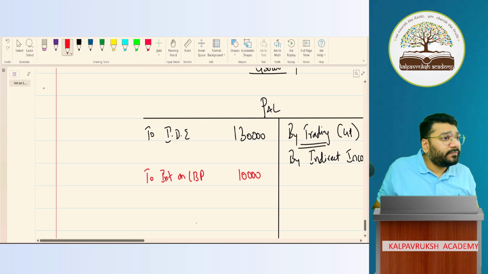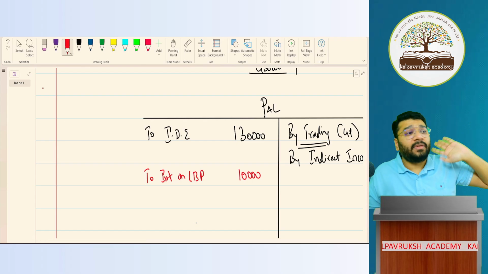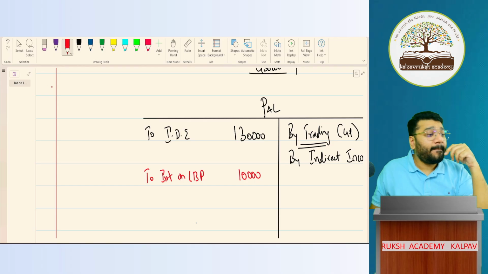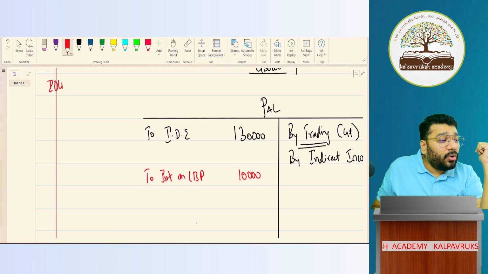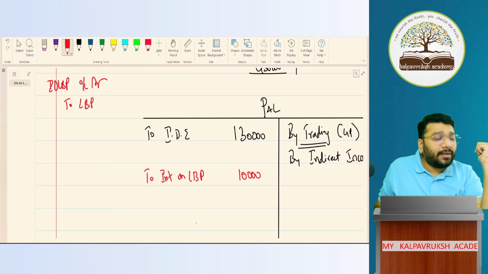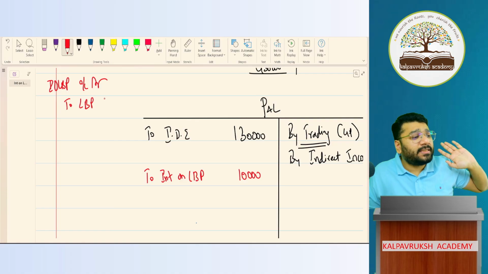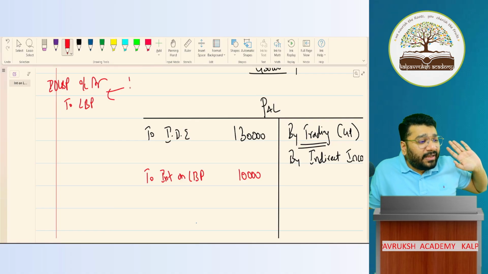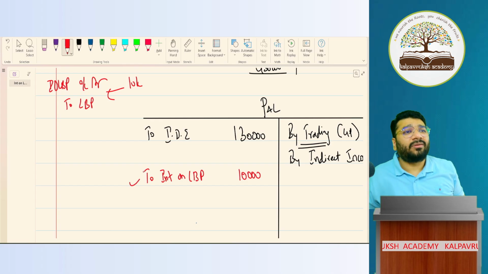Fast. Let's say interest is due, not paid. Now tell the entry. Interest on loan by partner expenses account debit to loan by partner, due entry. My question is, if I pass this entry, will 10,000 rupees come to my P&L account?